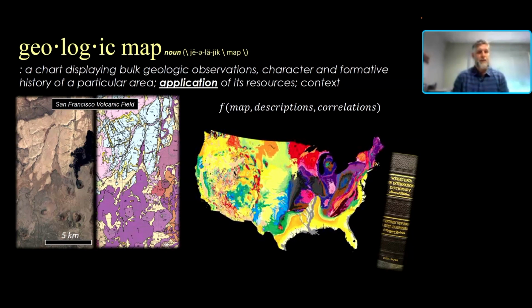We are providing context. I always like to mention that a geologic map is a function of three different things. It is the map proper. And so when we talk about a geologic map, it's not just the cartographic product, it's the map, it is the descriptions, and it is the spatial and temporal correlations that go along with that. So the application of a geologic map is a function of these.